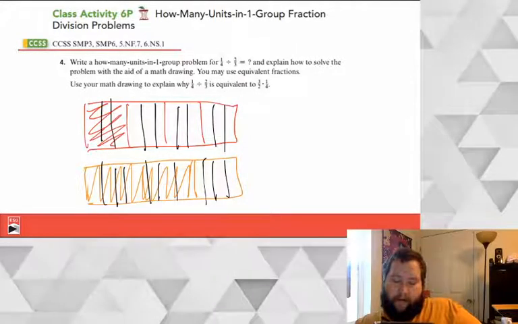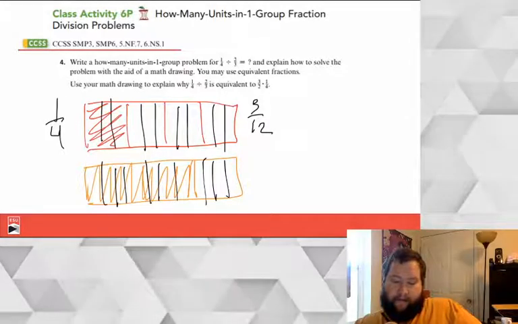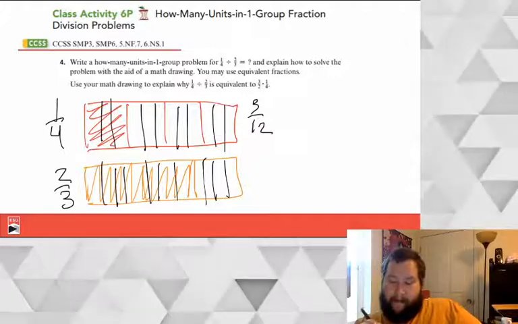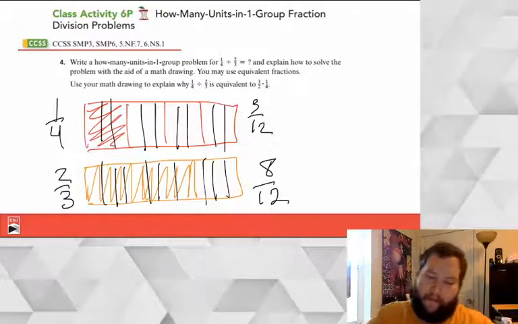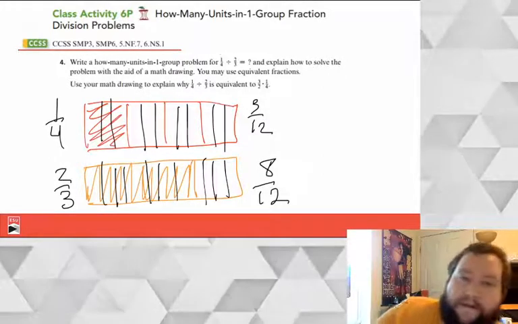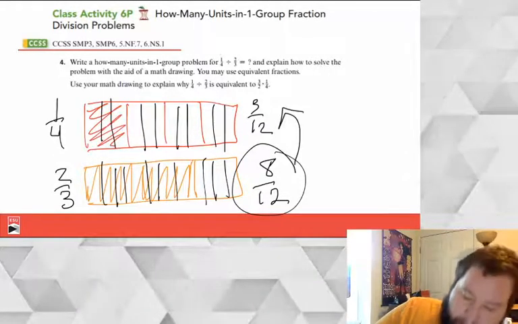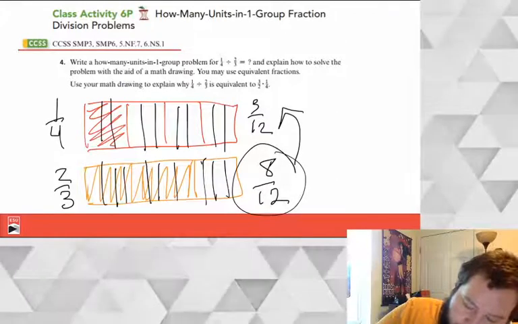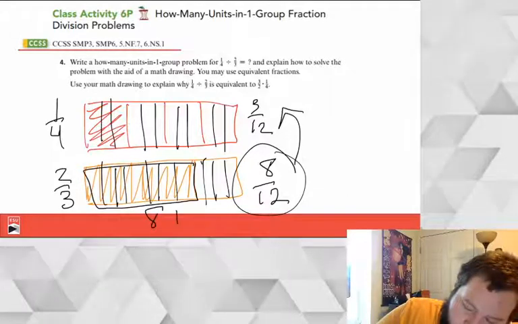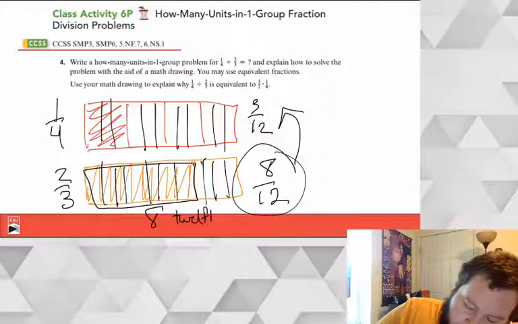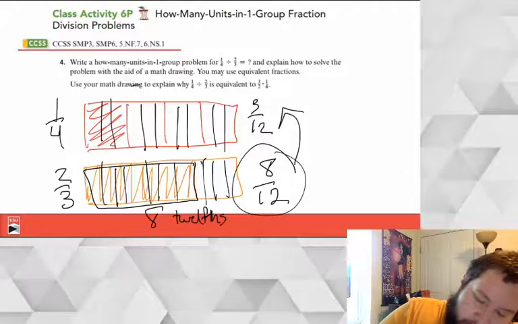And so our 1/4 becomes 3/12. And our 2/3 becomes 8/12. So it says 1/4 divided by 2/3. So how much of this fits into this? Well, this bit is 8 long. Twelfths, 8 twelfths, 3 twelfths.